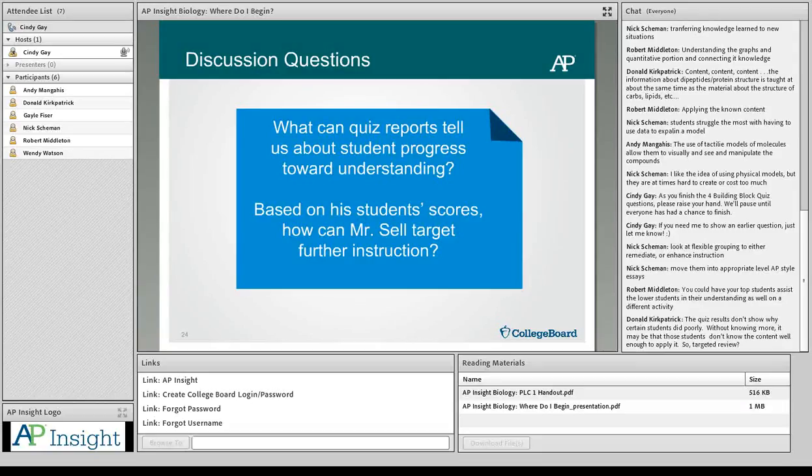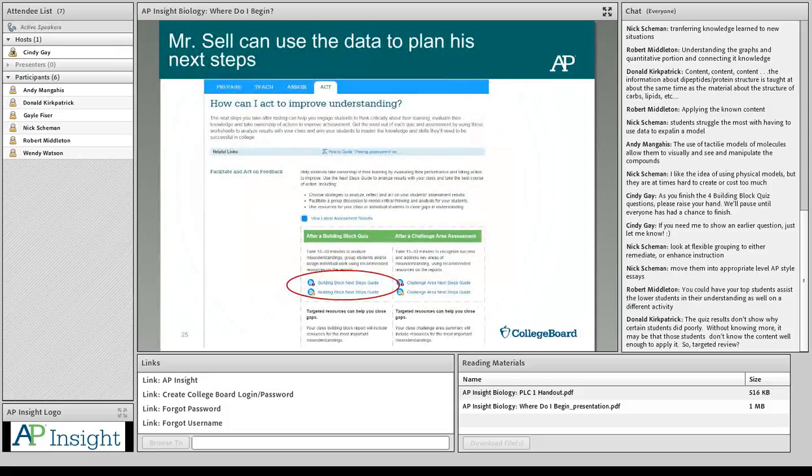And so one of the awesome things, though, is that AP Insight also provides some next steps guide. If you have your AP Insight open in your other window, you can open the next steps guide. If you look under the ACT tab, still in challenge area 2.9, you can see that there is both a next steps teacher's guide and a next step student guide. Take a look at those for just a couple of minutes and think about how those might be used to further inform your instruction.